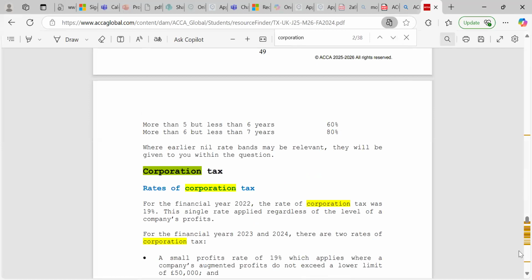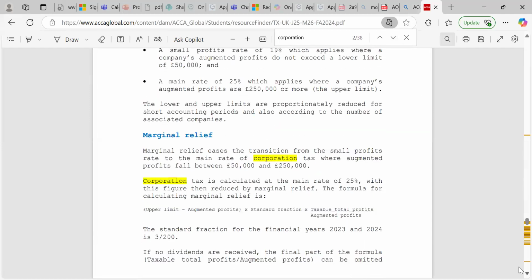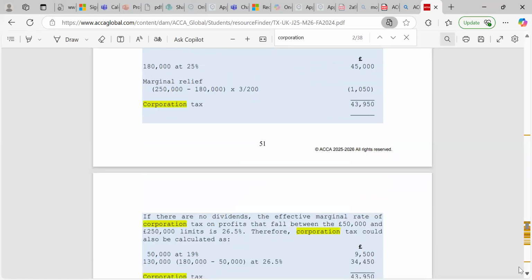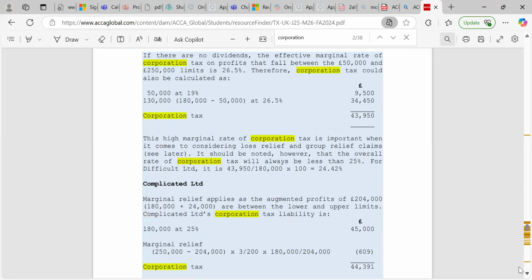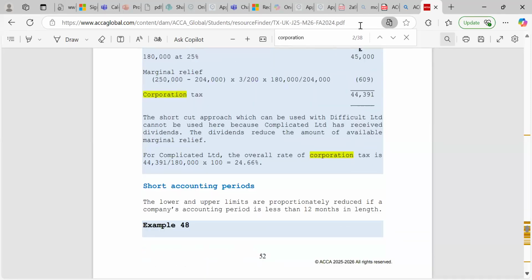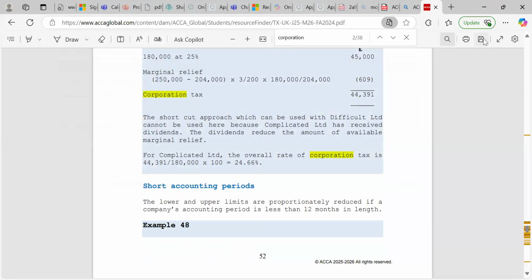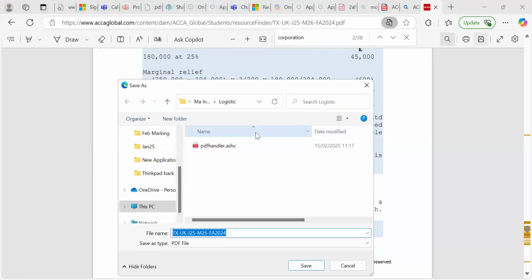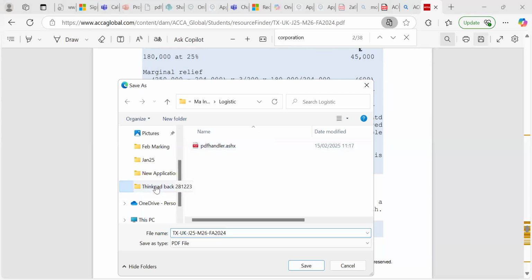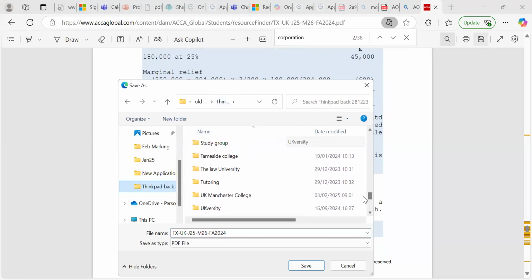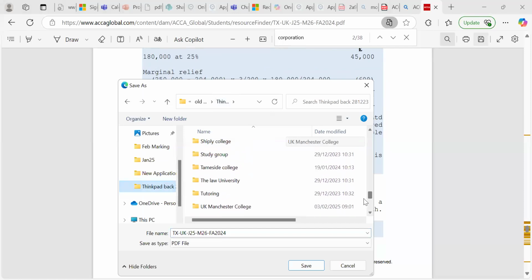You've been given the rates, you've been given the examples. We can pick the marginal relief example and full calculations. That's quite good to embed in your work, and I can copy this and share it with you via WhatsApp, and that will help you when you deal with it. Because we are now using Finance Act 2024, please focus on this document.